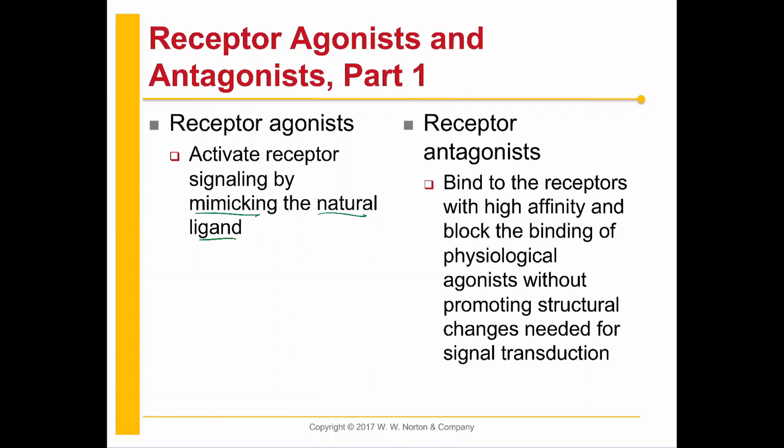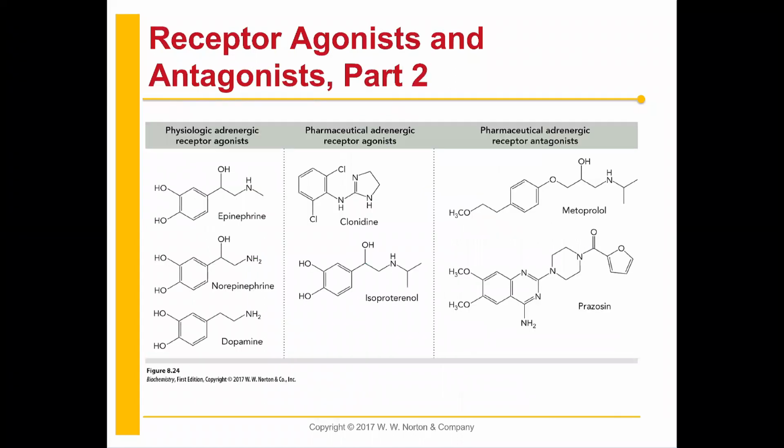An antagonist is going to bind to the receptor with high affinity and prevent binding of the normal ligand. And when it binds, the cool thing is that it's not going to induce a structural change, so you're not going to get signal transduction. So drugs can be used to basically make the receptor more active, that's the agonist, or they can be made to inhibit activity of the receptor. So either way, which is kind of interesting.